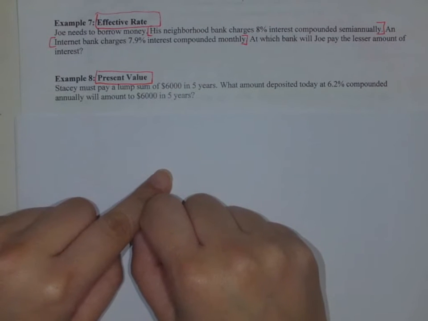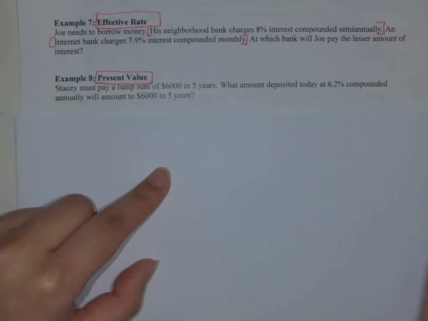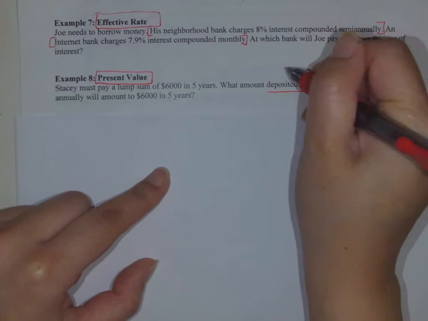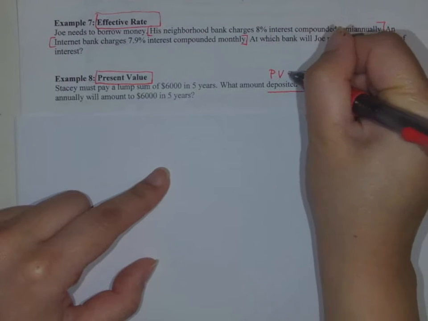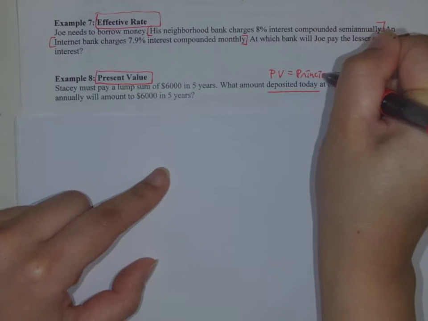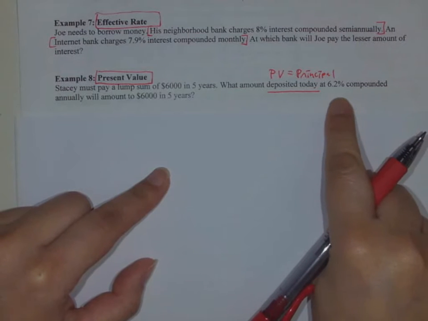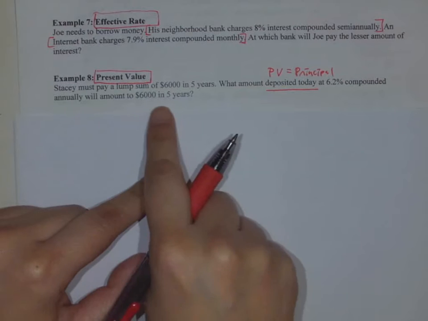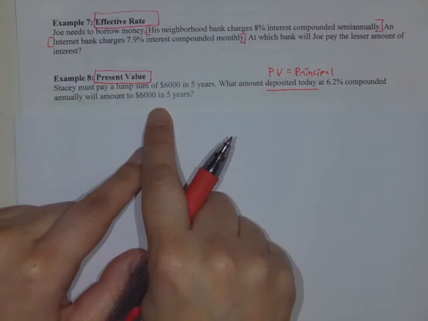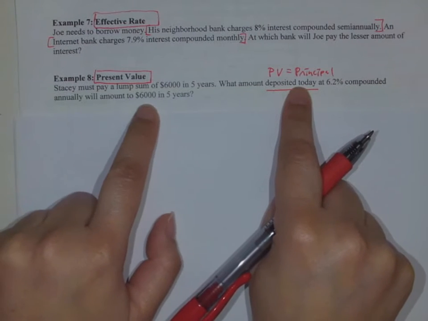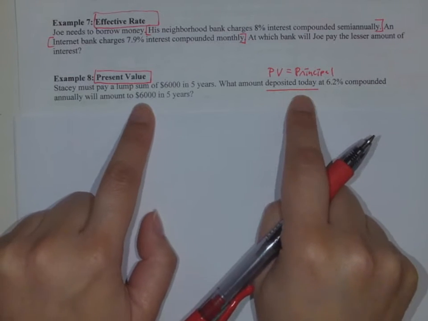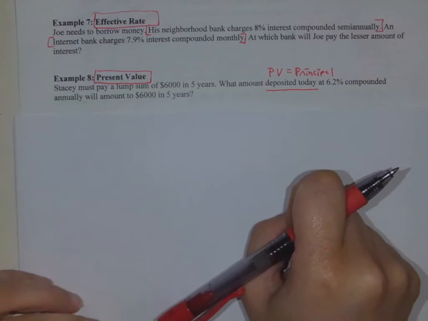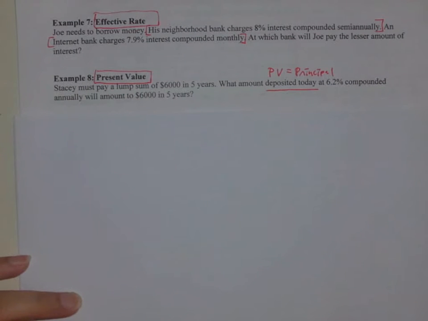So she wants to know what kind of money she needs to put into the bank today, because you deposit it today, that makes it the present value, or this is your principal. If she can get a 6.2% interest rate compounded annually, and she wants whatever she puts in to grow to $6,000 in 5 years. So I can expect whatever she puts in should be less than 6,000, right? Because you will make some interest along the way.